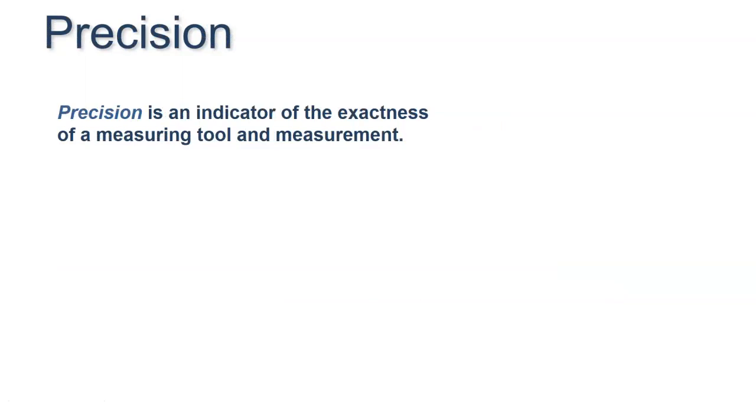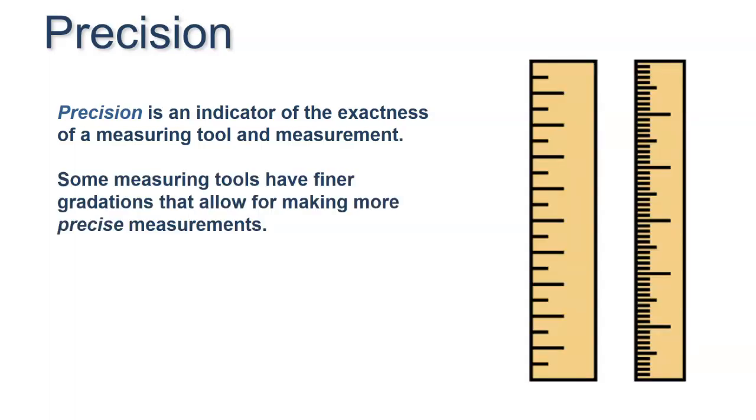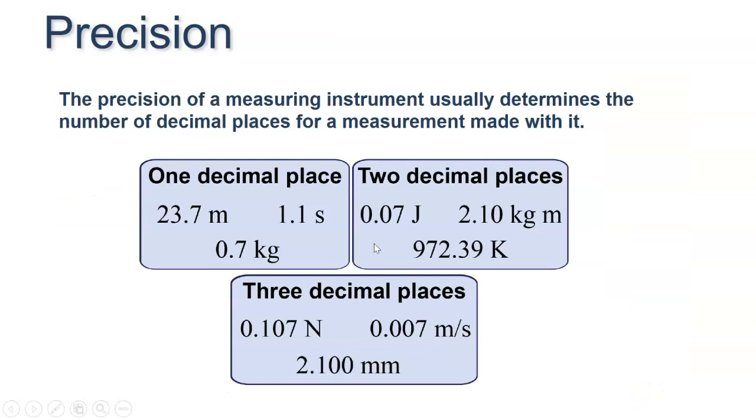Precision, on the other hand, is an indicator of the exactness of a measuring tool and measurement. Some measuring tools have finer graduations that allow for making more precise measurements. So precision, we see here, this ruler is going to be more precise because it has more graduations on it, so we're able to get a closer view of exactly what we're measuring. With precision as well, typically this is going to show us how consistent you are in measuring.